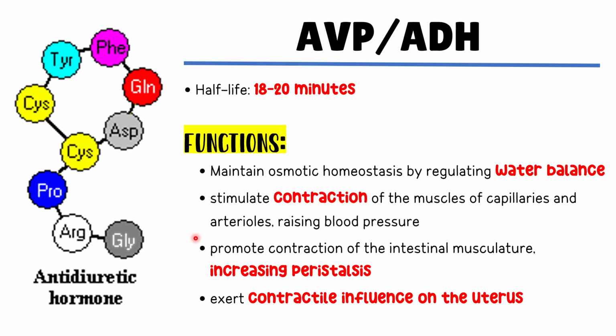Other functions of your ADH, number 3, is to promote contraction of intestinal musculature, increasing peristalsis. When we say peristalsis, for discussion's sake, it is a series of wave-like muscle contractions that help move our food or anything that we consume to different processing stations in our digestive tract. And lastly, it will also exert a contractile influence on our uterus. I think this is referring to labor.